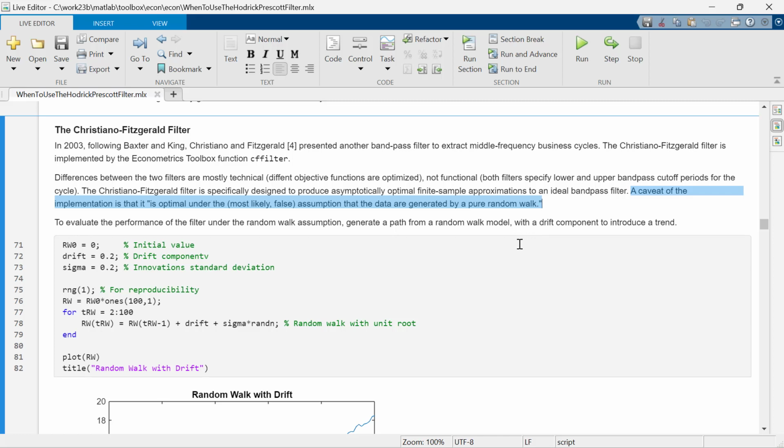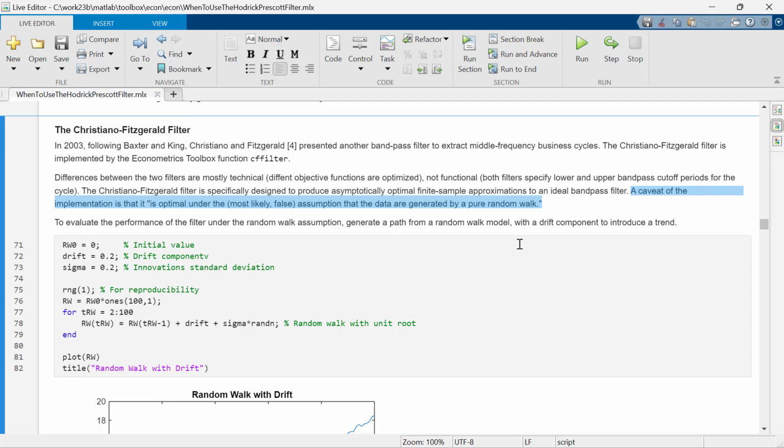they had to make an assumption that, as it says here in a quote from their paper, the filter was optimal under the most likely false assumption that the data are generated by a purely random walk. That is, that the data have a unit root in them. And as discussed a little bit in the example here, whether there are unit roots in economic data is another long ongoing debate.